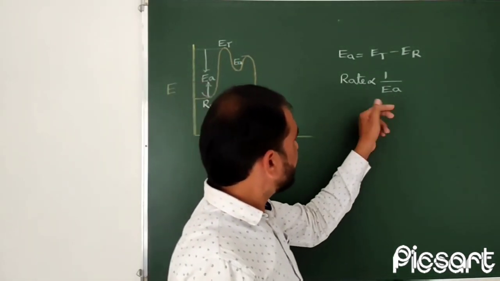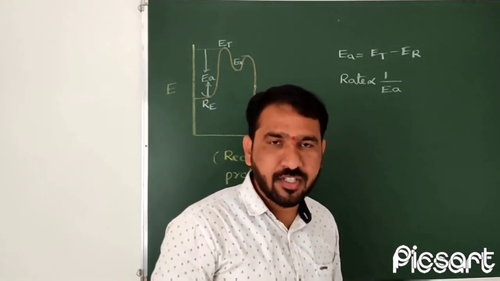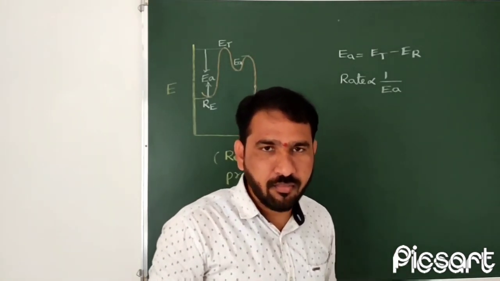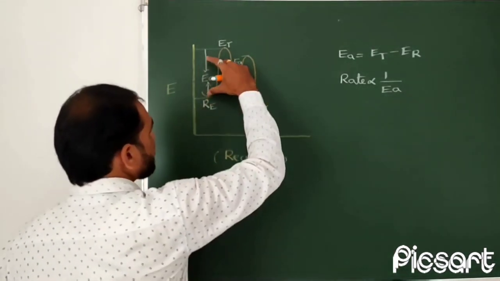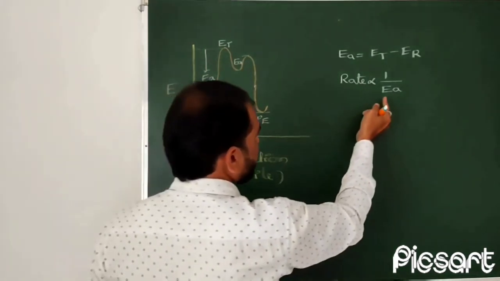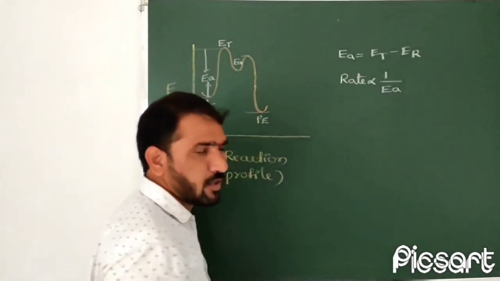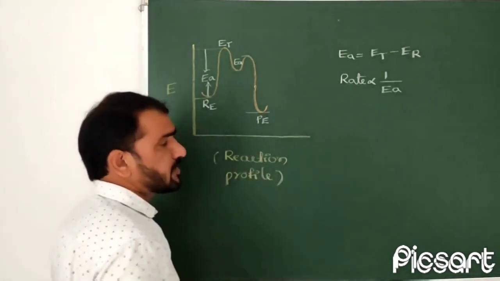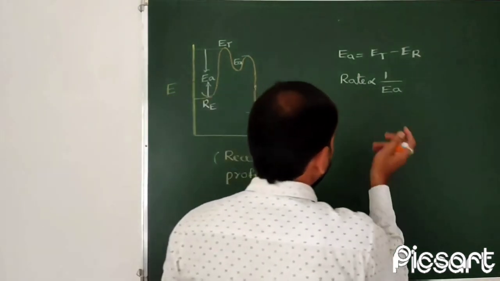As I told, the relation between rate of the reaction and activation energy, what is that? Inversely proportional. Therefore, first step having more activation energy means that rate will be slow. That is low. Therefore, slower one.